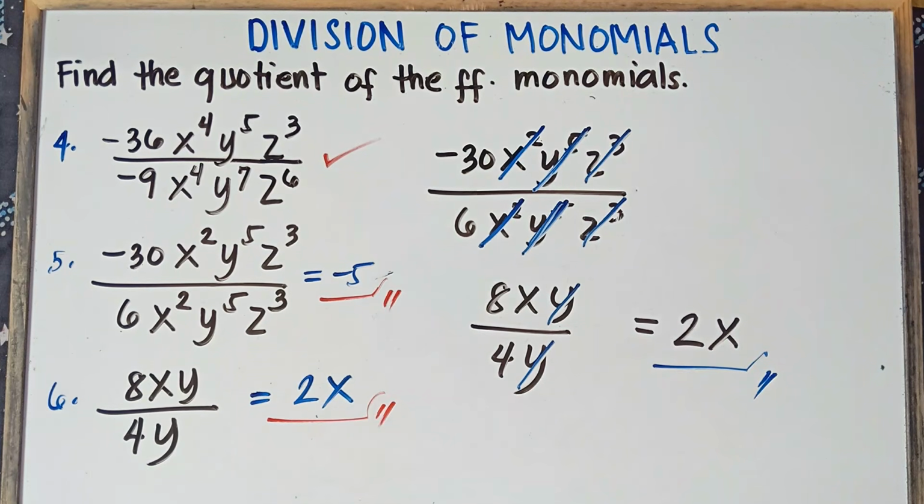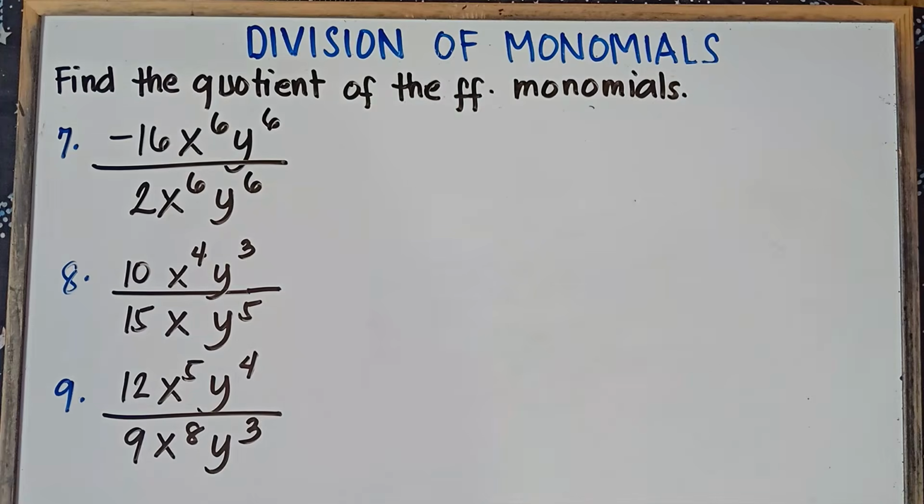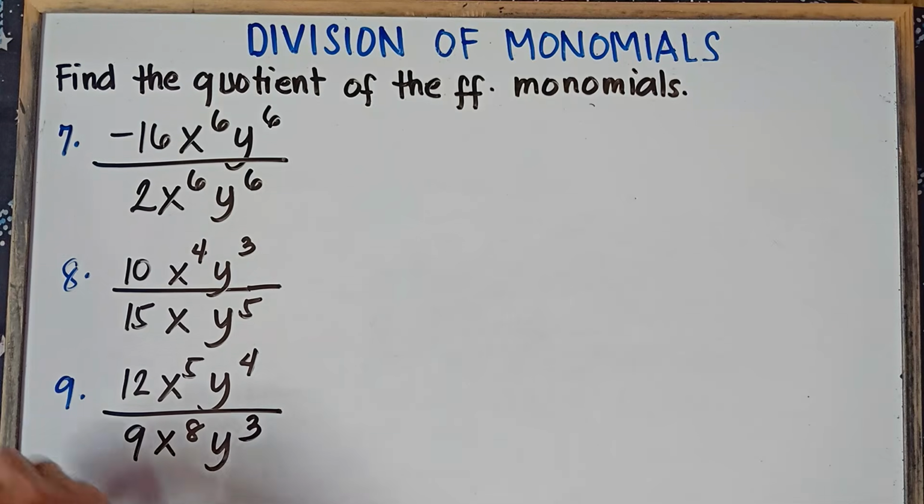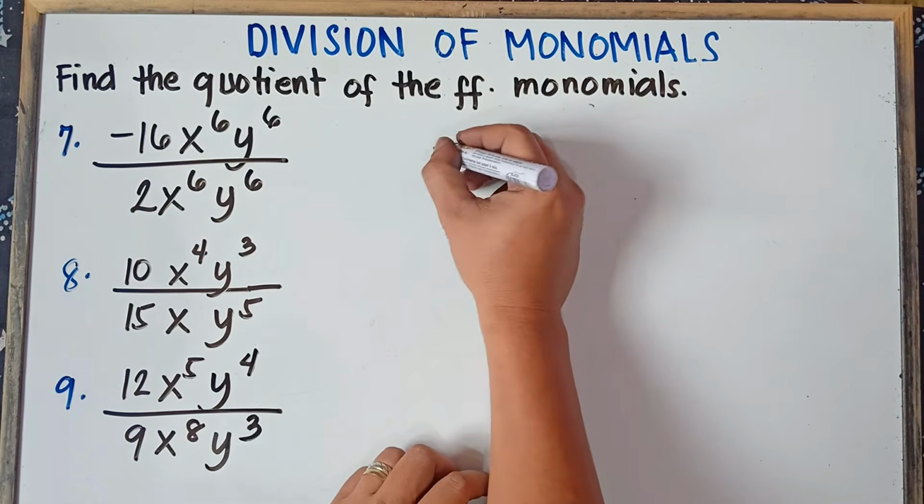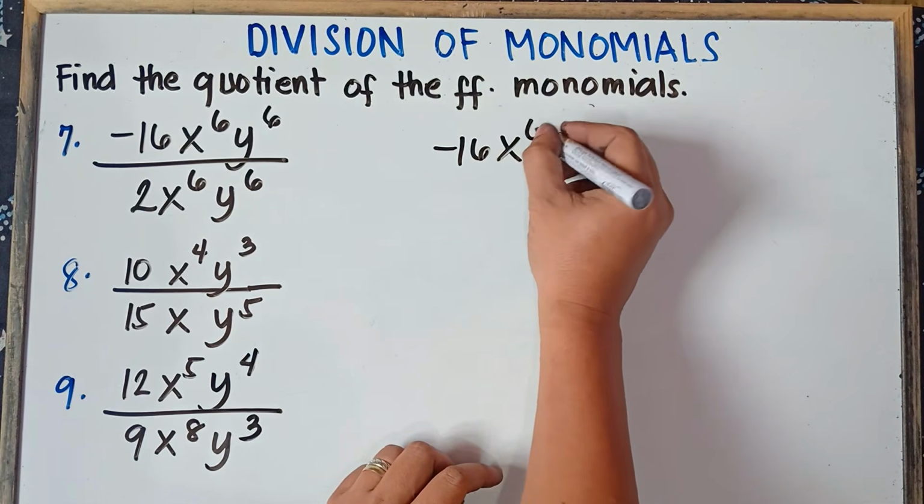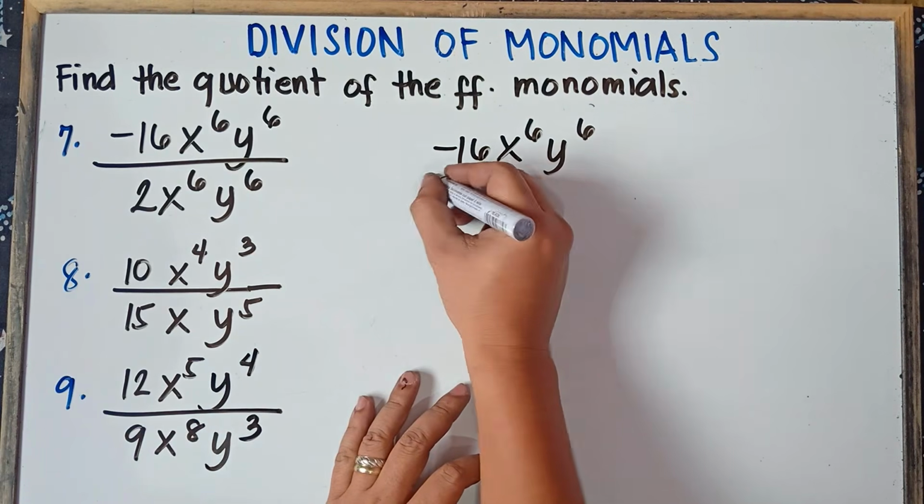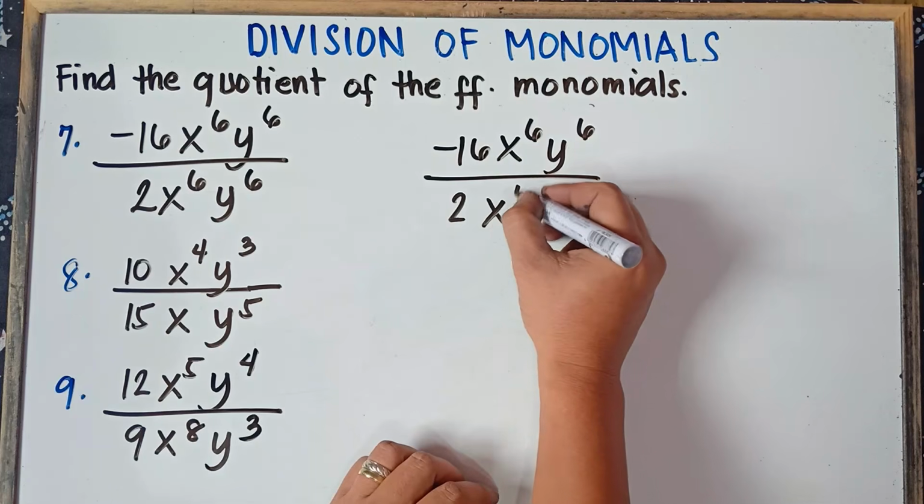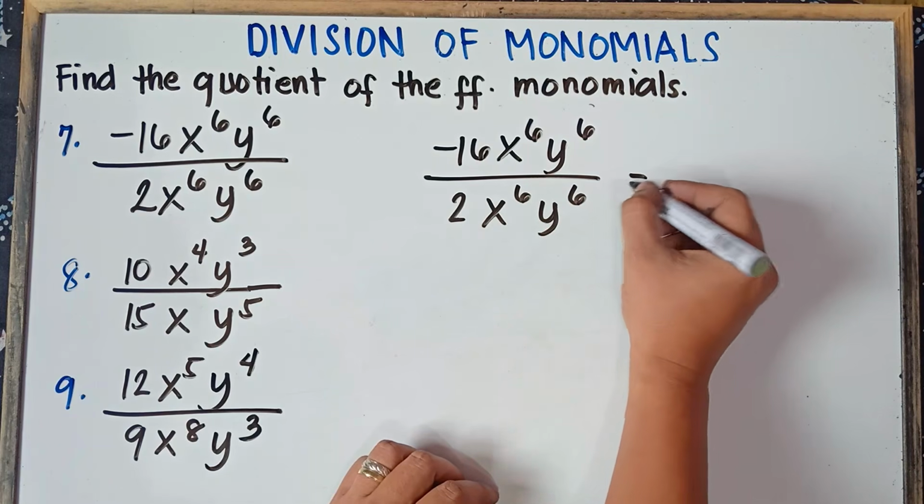Alright, so let's have the last examples, class, 7 to 9. Last 3 examples, class. Once again, class, do not forget to answer number 4. Alright, so let's proceed now to examples 7 to 9. So for number 7, we have negative 16 x raised to the power of 6, y raised to the power of 6 over 2 x raised to the power of 6, y raised to the power of 6.